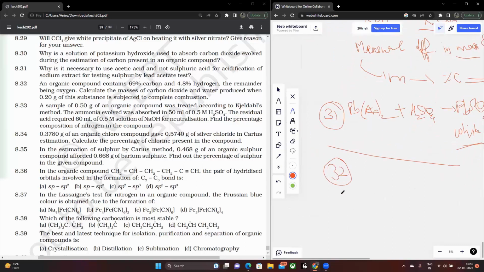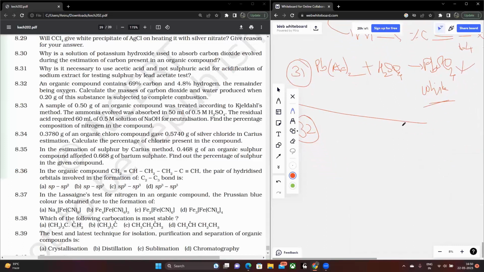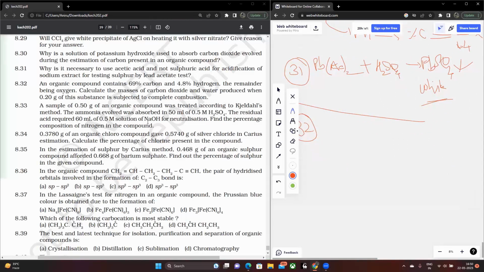Question 32, right? These are the set of numericals, right? An organic compound contains 69% carbon, 4.8% hydrogen, remaining being oxygen, right? Calculate the masses of carbon dioxide and water produced when 0.2 grams of the substance is subjected to complete combustion.